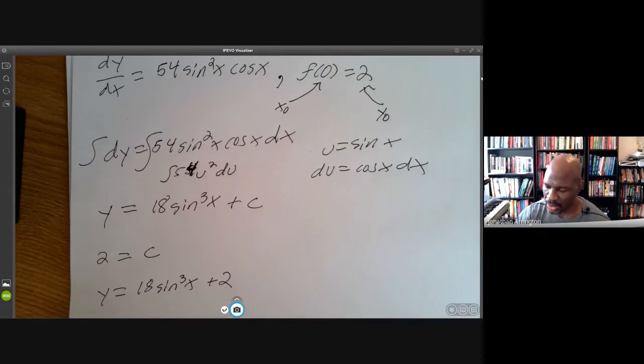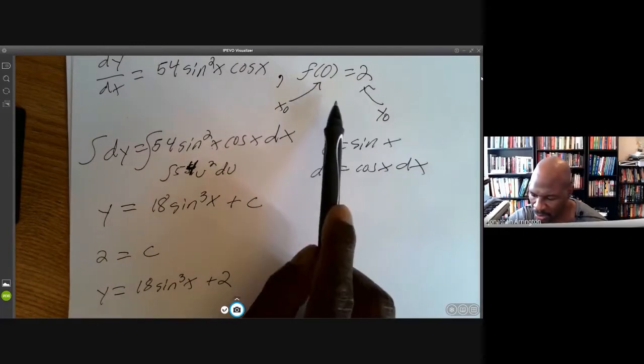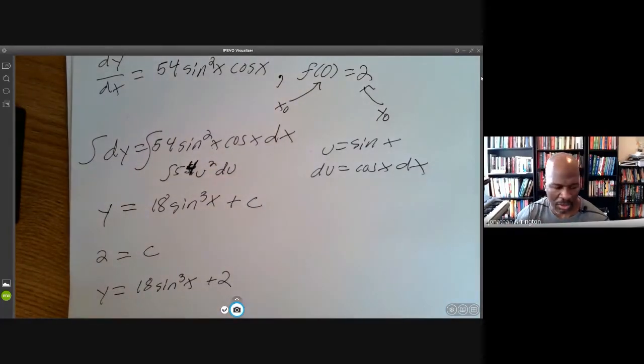And again, you could check it by plugging this in. If you want, you would plug this in for y and take the derivative of y. That would be chain rule. It would be 3 times the function squared. 3 times 18 is 54 sine squared x. And then the derivative of the inside function sine x would be cosine x. And so you would get this particular guy. And so it works out perfectly. And then you can check if the initial condition works by plugging in 0 for x into the particular solution and see if you get 2 for y. And in fact, you do get 2 for y.